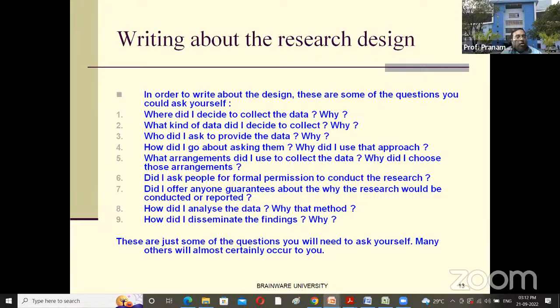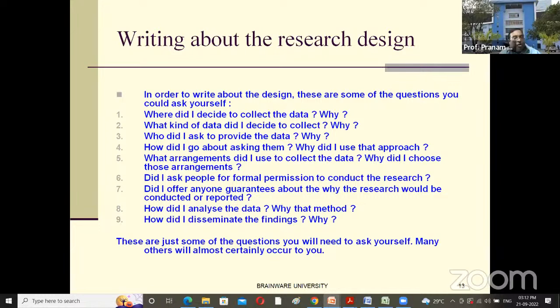Firstly, where did I decide to collect the data and why? What kind of data did I decide to collect and why? Who did I ask to provide the data and why? How did I go about asking them? Why did I use that approach? What arrangements did I use to collect the data? Why did I choose those arrangements?